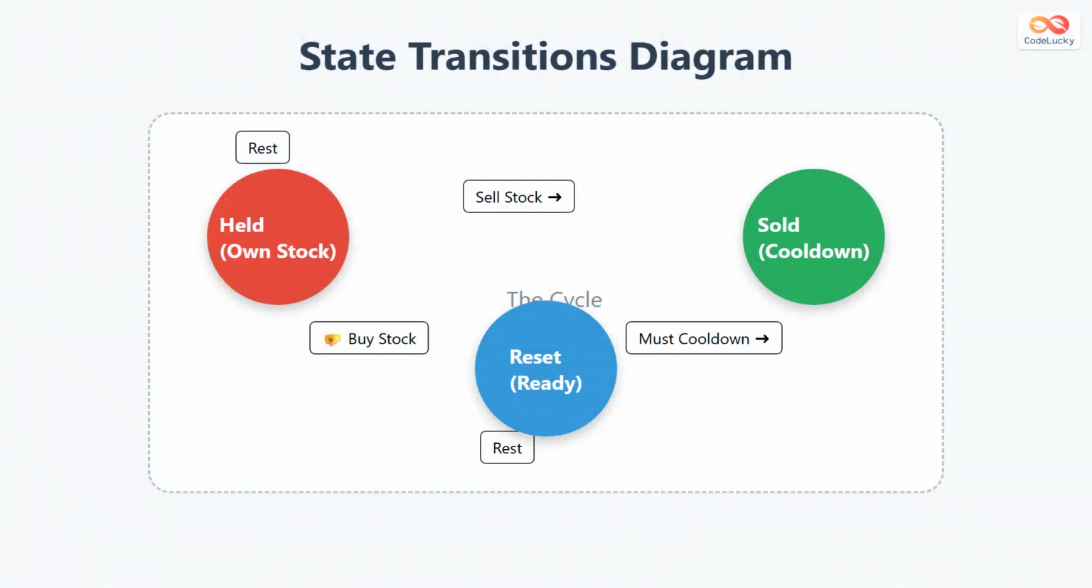Let's map out how we move between these states. From the reset state, we can choose to buy, moving us to the held state, or continue resting. From the held state, we can sell, moving us to the sold state, or keep holding. Crucially, from the sold state, we have no choice but to enter the reset state the next day, representing the end of the cooldown.